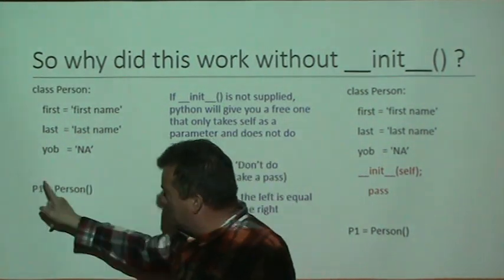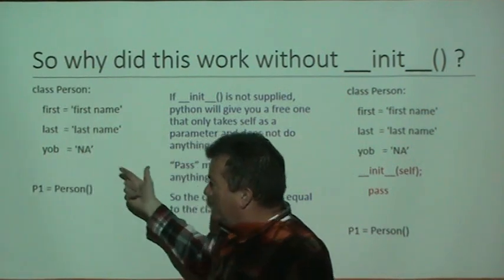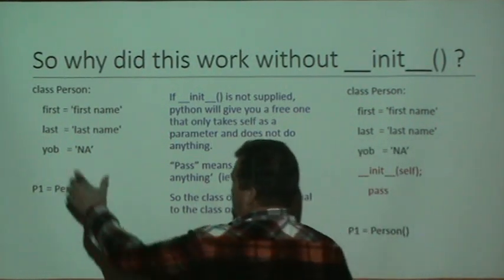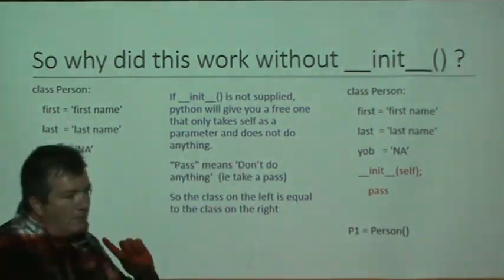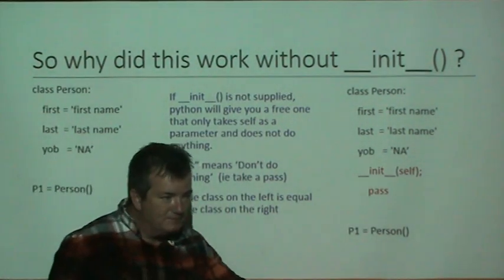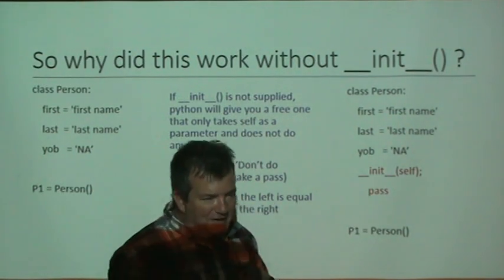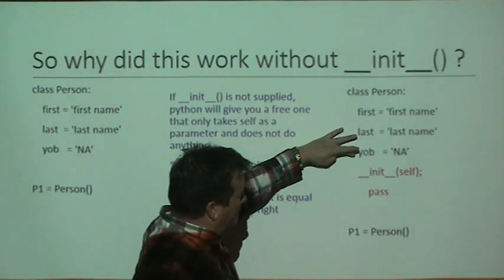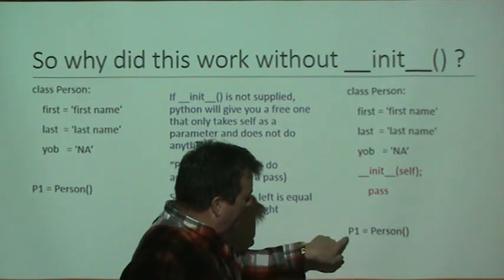It looks strange, but I could say P1 equals person, and it will create a first name, a last name, and a year of birth, and initialize these values. This is exactly equivalent to this. So what we can do, if you remember when we were talking about functions, you can have a function and have its body be passed, meaning it's a function that does nothing. So I can have a first name, a last name, and a year of birth, and then an init function that doesn't do anything. And then I could create a person.